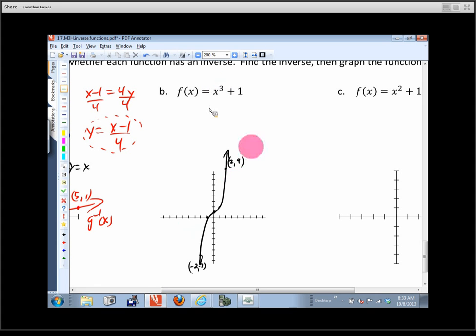Will this have an inverse that's also a function? Peyton says yes. Brandon says yes. Peyton, why is it yes? Passes the horizontal line test. So when I reflect this across the line y equals x, it will pass the vertical line test.